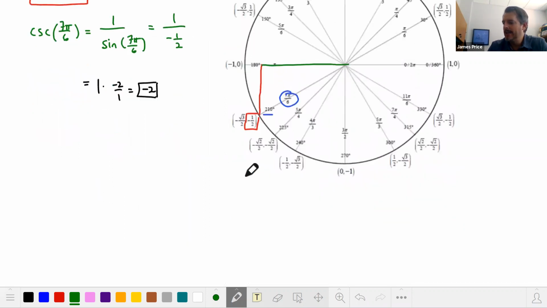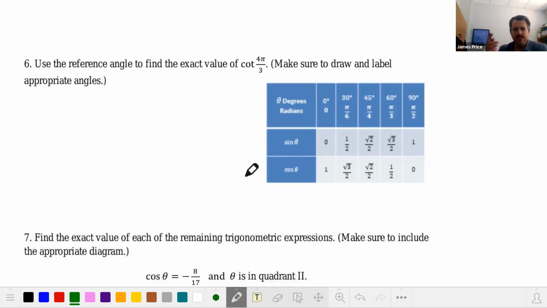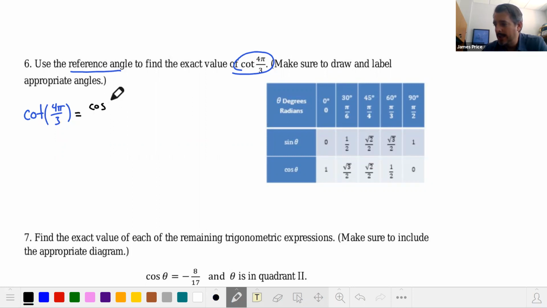Okay, let's do this again. But this time, let's use reference angles, because this is a little trickier when you introduce reference angles into it. So this one says use the reference angle to find the exact value of cotan of 4 pi over 3. There's a lot of little pieces on this one, because if you ask me to find the cotan of 4 pi over 3, I really can't, unless I convert this to sines and cosines. So it's equal to, remember, cosine of 4 pi over 3 divided by sine of 4 pi over 3. So step one, convert to sines and cosines. And then the next step is, you're supposed to use reference angles. Right now, you don't have a reference angle.